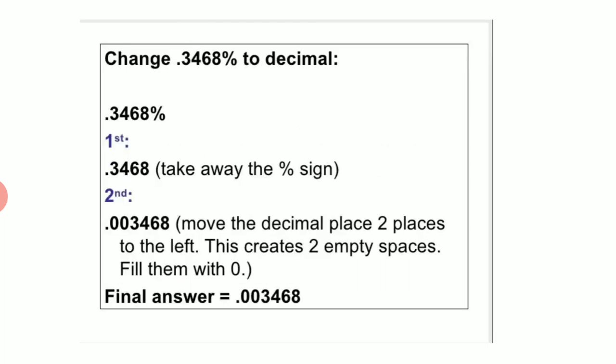When we want to change 0.3468% to decimal, first we take away the percentage sign, so it becomes only 0.3468. In the second step, move the decimal point two places to the left, whatever the number given. This creates two empty spaces, so we fill them with 0. So the final answer becomes 0.003468.